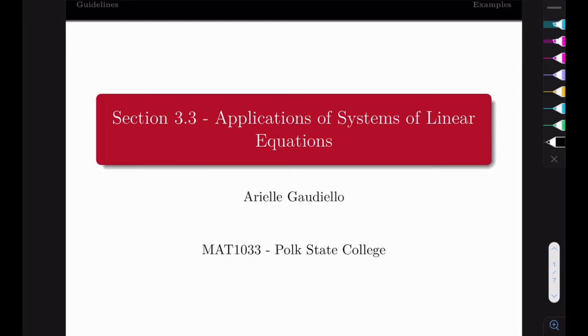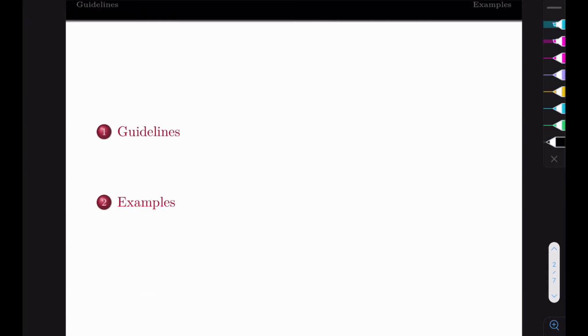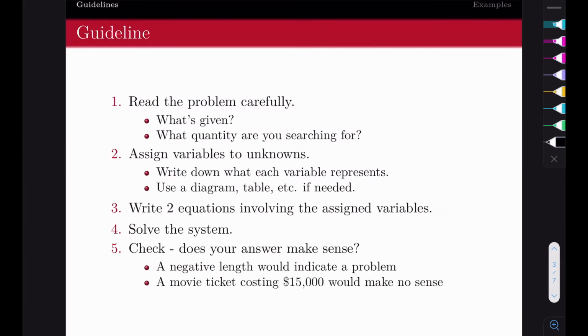In this section, we're going to go through applications of those linear systems. So we're really going to do two main things. We're going to first go through what the guidelines are, how do I go about solving real life problems, and then we're just going to do a bunch of examples.